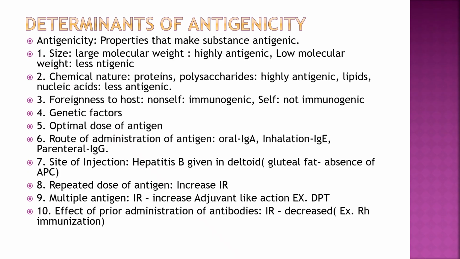Hepatitis B injection should be given in the deltoid region, because in the gluteal region there is fat, and in that, APCs, that is antigen processing cells, are absent. So hepatitis B injection should be given in the deltoid region. So site of injection is an important factor.